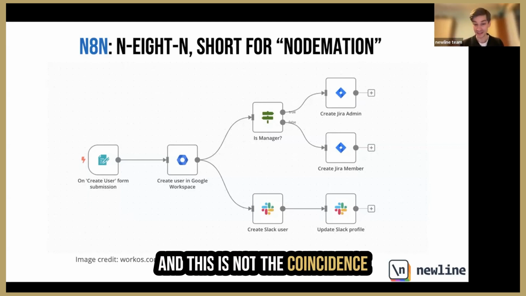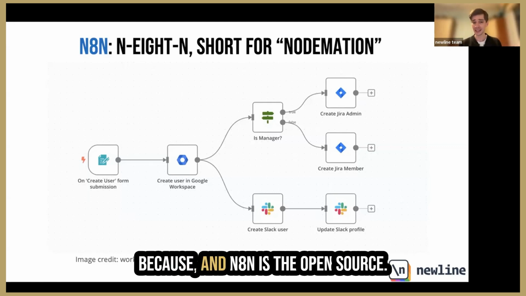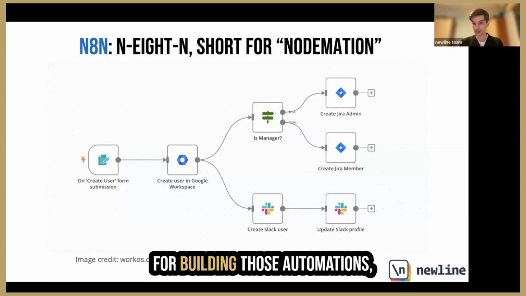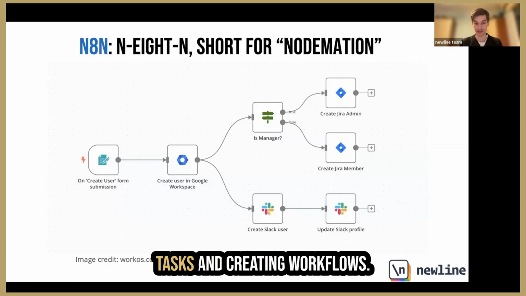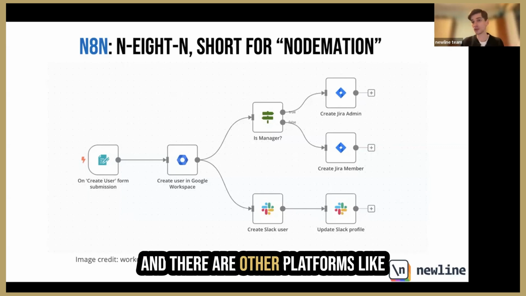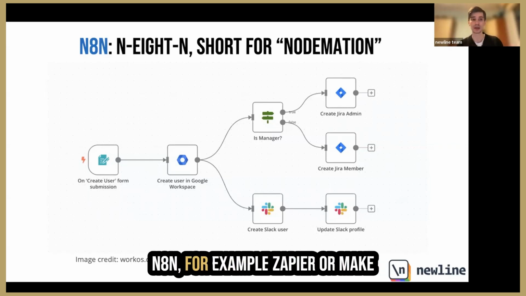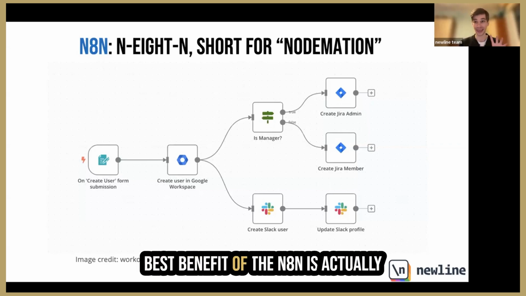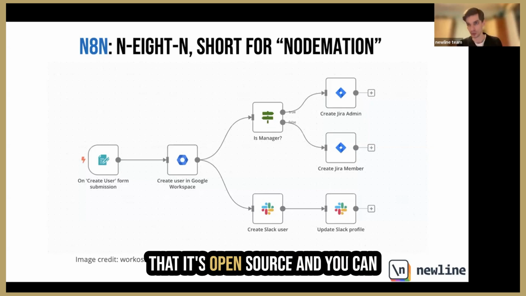And this is not a coincidence, because N8N is the open source, this is important, low-code platform for building those automations, for creating automated tasks and creating workflows. And there are other platforms like N8N, for example, Zapier or Make. But unlike those platforms, the best benefit of N8N is actually that it's open source.